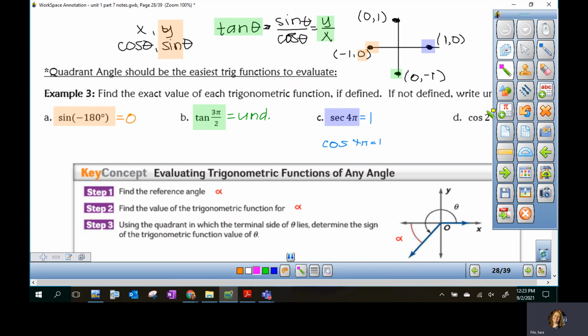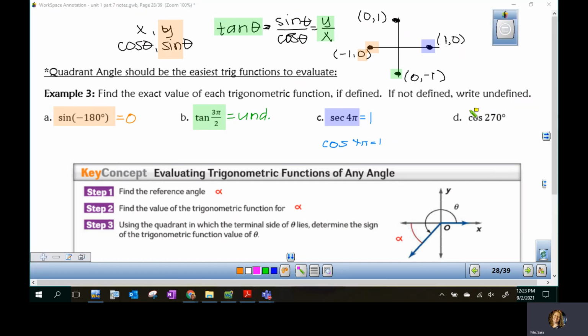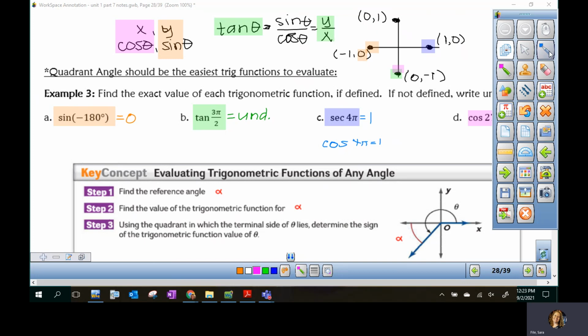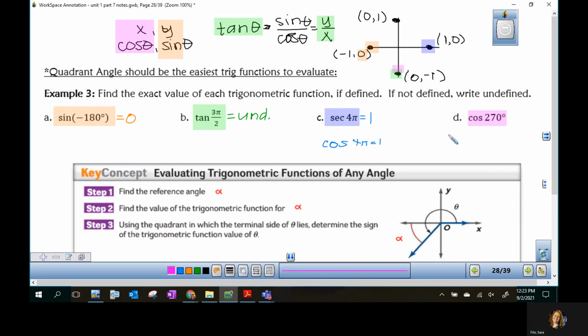Okay, and then this last one is cosine at 270. We already did 270, the same point down here. Okay, and this time, the last time we did that angle, they wanted tangent. This time we went cosine. And we said cosine is the x value. So cosine at 270 is 0.